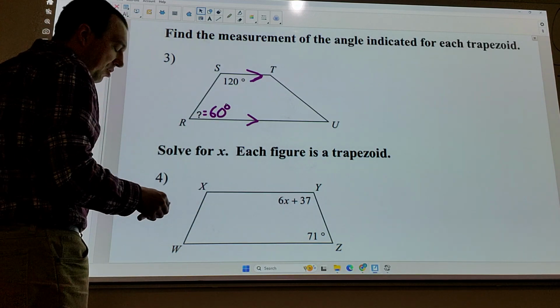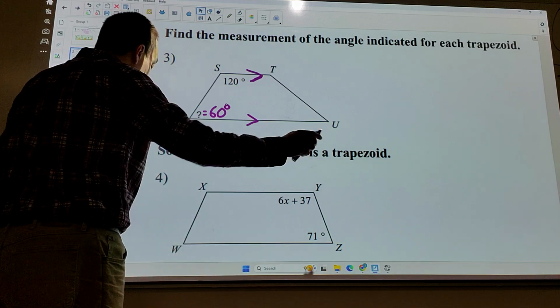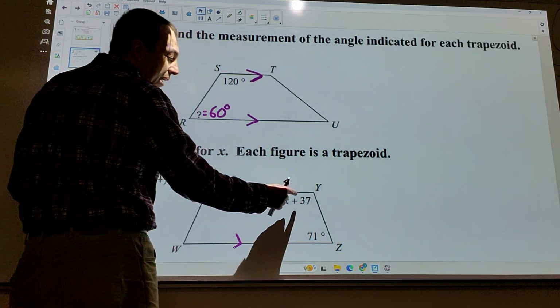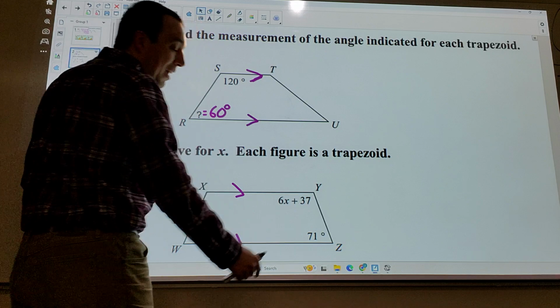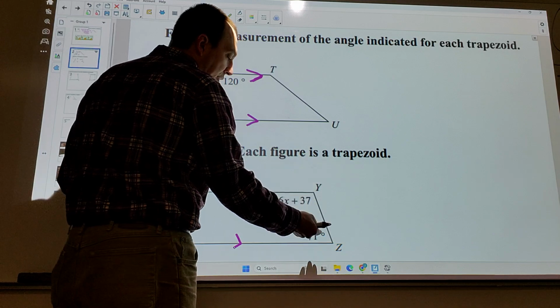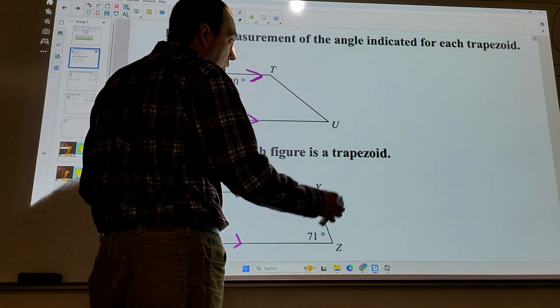Same thing here, we want to solve for x. It says it's just a plain old trapezoid. That means these two lines are parallel. That means that these two angles add up to 180 degrees. So you just take 6x plus 37 plus 71 equals 180.